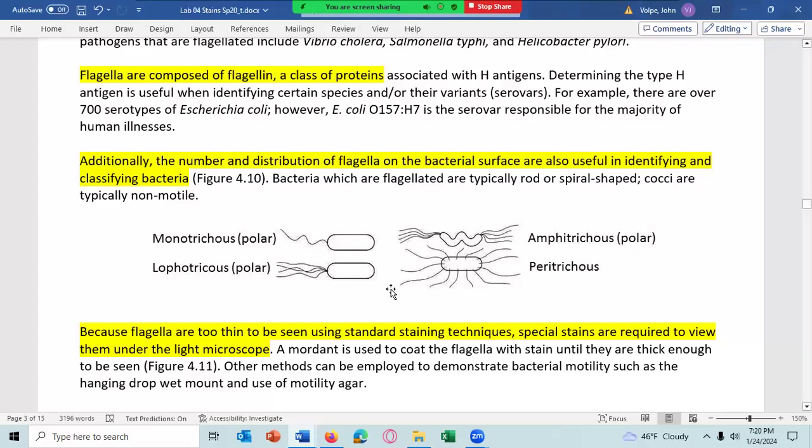You can have a monotrichous appearance of the flagella, and monotrichous means there's one flagella on one side of the cell. You can have a lophotrichous flagella, and that means there's multiple flagella on the cell, but the flagella are all located on one end of the cell. You can have amphitrichous cells. In these, the flagella are on both sides of the bacteria. And then you can have peritrichous flagella, where the flagella are really anywhere on the cell.